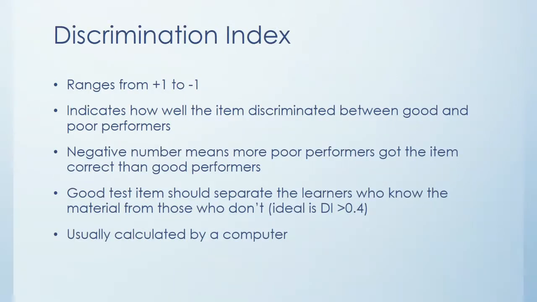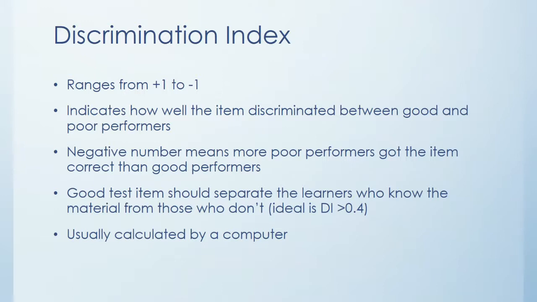So the discrimination index, this ranges from a +1 to a -1. And it indicates how well the item discriminates between good and poor performers. So you want a test question where the people who get it right are the people who perform well on the test, and the people who get it wrong are the people who perform poorly on the test. So a negative number means that more poor performers got the item correct than good performers. So this basically means that the poor performers are just guessing, and I guess guessing well. Whereas a good test item should be able to discriminate between learners.